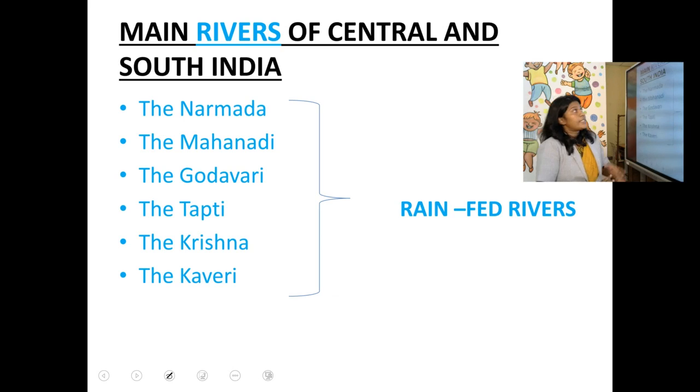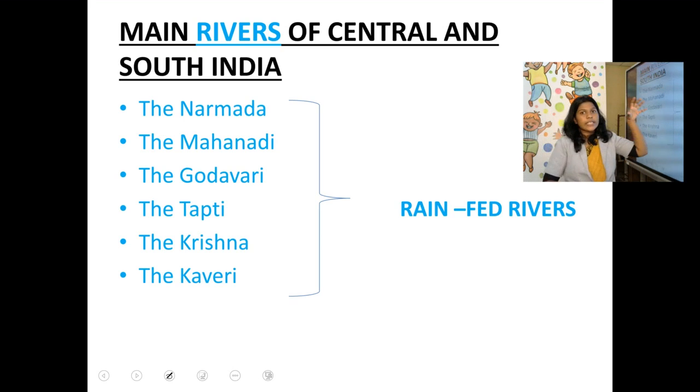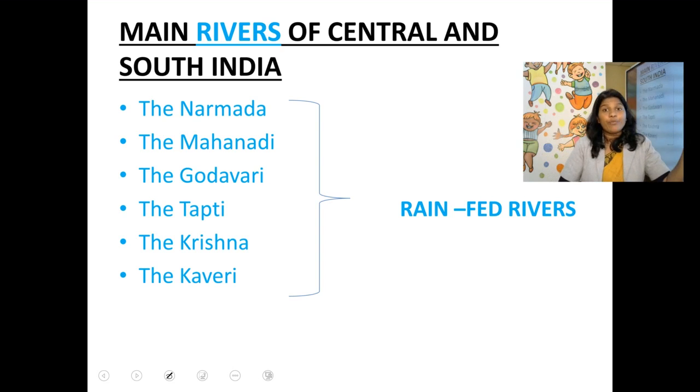The Central and South Indian rivers. The main rivers of Central and South India are the Narmada, Mahanadi, Godavari, Tapti, Krishna, Kaveri. What are the main rivers of Central and South India? Narmada, Mahanadi, Godavari, Tapti, Krishna and Kaveri. And these rivers are called rain-fed rivers.